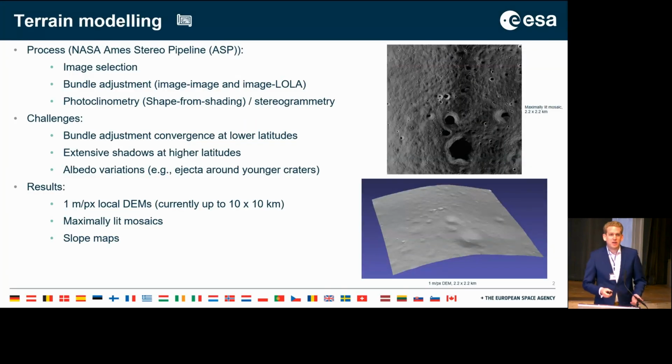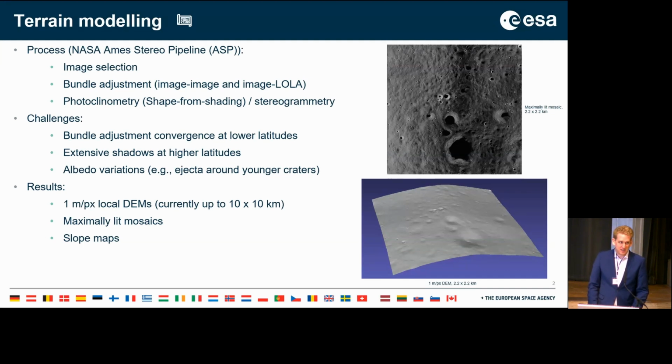So we start with terrain modeling. I think this is something many of you are familiar with. We're using basically the AIM stereo pipeline provided by NASA to generate high resolution models of areas of interest. We're using a lot of the data provided by the Lunar Reconnaissance Orbiter there, and then go through the whole process of selecting the images, adjusting these images to one another and to an underlying LOLA DEM, and then using, depending on the sites, photoclinometry or stereogrammetry to derive these DEMs.